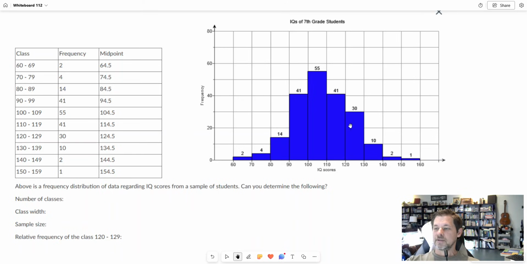And then over here on this graph, the beginning of this class is 60, goes up to 69. The next class starts at 70 and goes to 79 and 80. And the height of each bar is the frequency. Okay, that's what we're looking at right there. So I give you a frequency distribution and a histogram based on that.